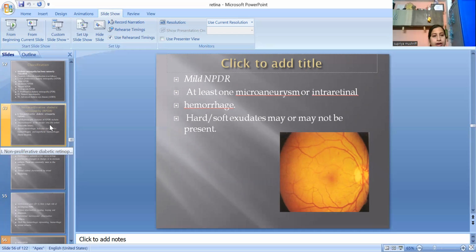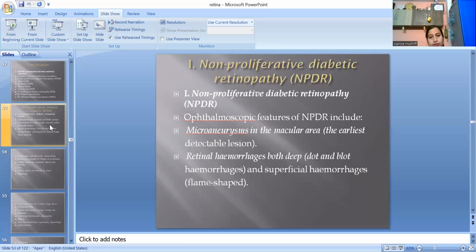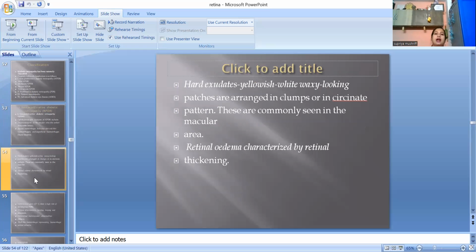First is microaneurysm. I will again revise it. Then retinal hemorrhage, which can be deep dot and blot hemorrhages, which occur at the OPL and INL level, and superficial hemorrhages, which are flame-shaped hemorrhages, which occur in the RNFL, that is the retinal nerve fiber layer. Then other features are hard exudates, which are a yellowish white waxy coating, which occur at the junction of edematous and non-edematous retina, and at the level of the OPL, that is the outer plexiform layer.